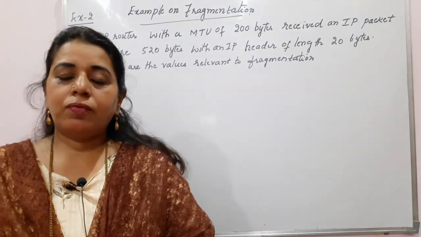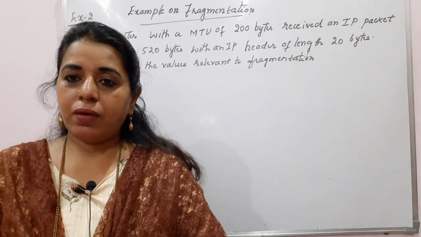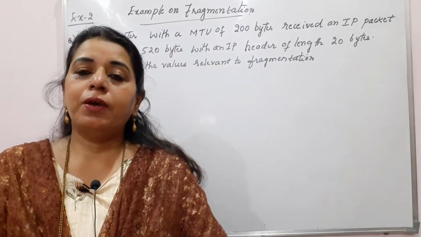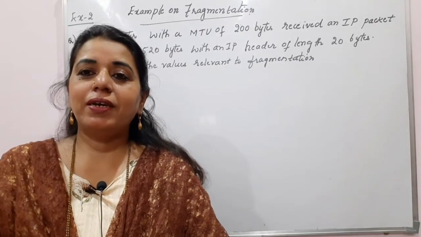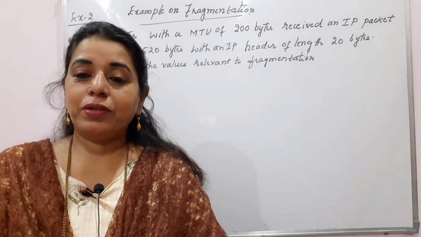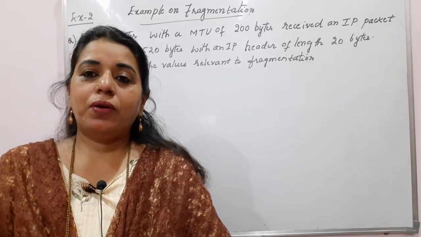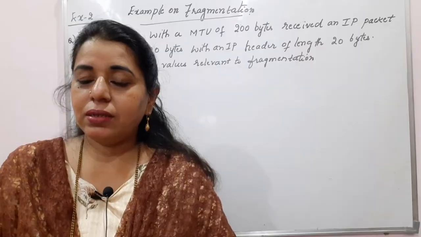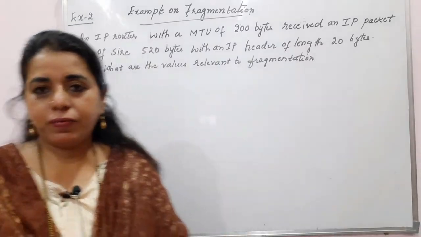So what are the fields related to fragmentation? Always remember that you are going to write the value for the total length, the value for the offset, then the value for the more fragment bit, then the identification, and finally the range of bytes. So these things you have to write down for each of the fragments.